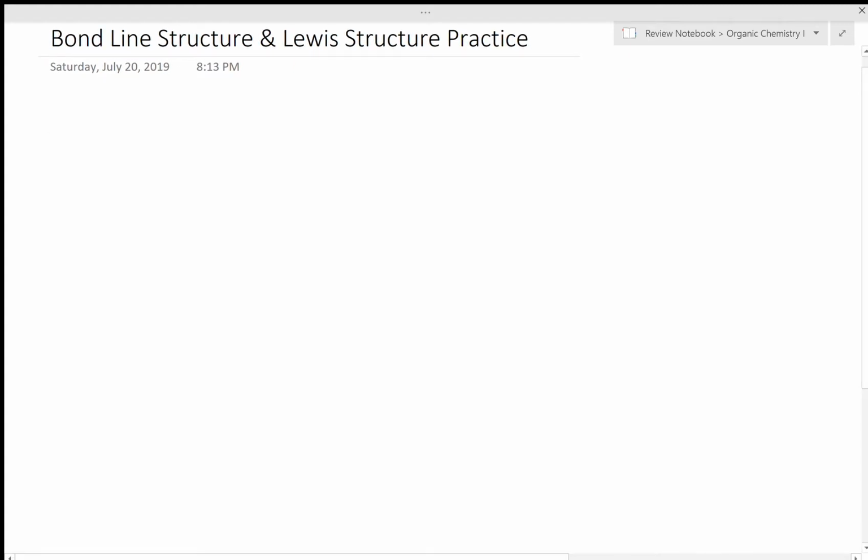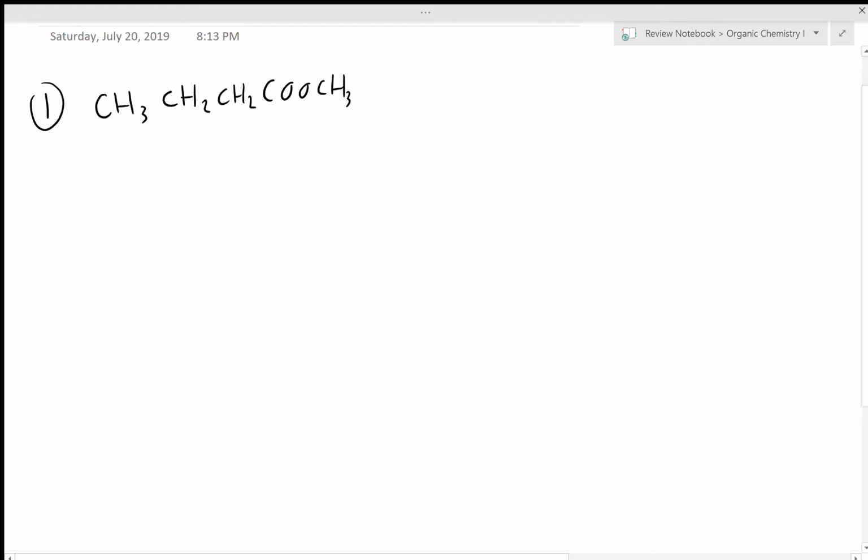I'm going to start with problem 1. I'm going to give you this condensed formula. And then we're just going to try to work our way into that Lewis structure. So we're going to go step by step. If I know I got a CH3, that just goes right at the end. Okay, that's good. Then we know in the middle of a chain, I'd have a CH2. It looks like there's another one.